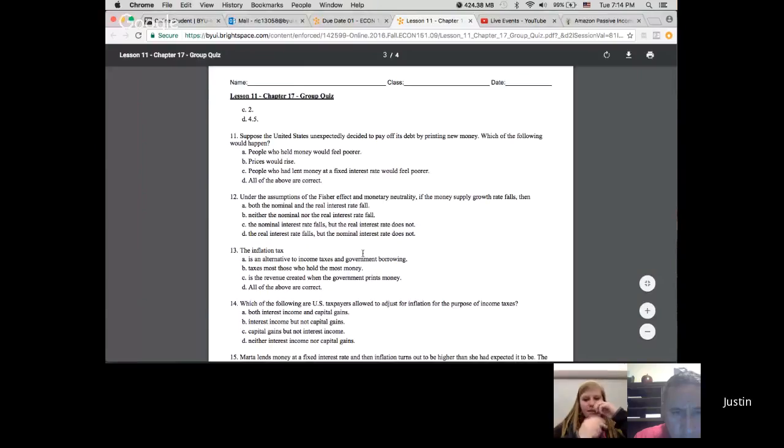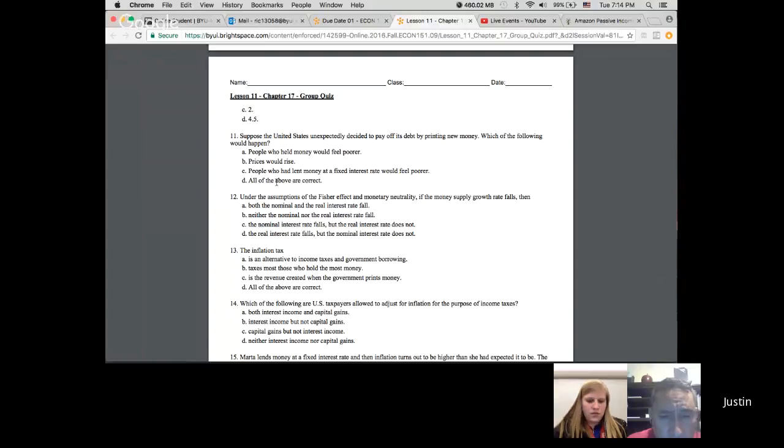Number 11. Suppose the United States unexpectedly decided to pay off its debt by printing new money. Which of the following would happen? People who held money will feel poor. Prices would rise. People who had lent money at a fixed interest rate will feel poor. All of the above are correct. I got D. Same. Yep, D, all those things would happen.